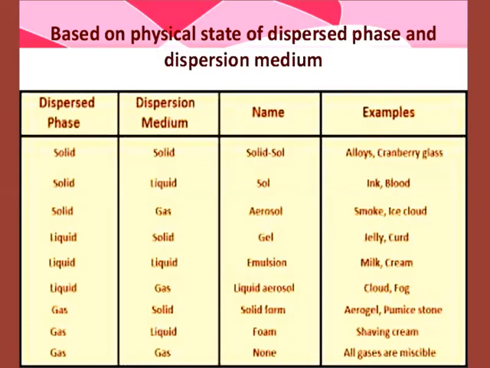cloud and fog. It can be solid foam, where the gas forms the dispersed phase and solid forms the dispersion medium. Examples include pumice stone. It can be foam, where the gas is the dispersed phase, liquid is the dispersion medium, and the example is shaving cream. It can be gas also, where the dispersed phase and dispersion medium are gases, like the gases around us.